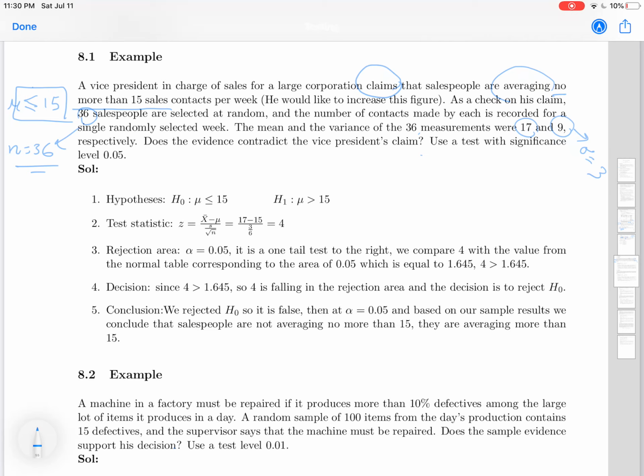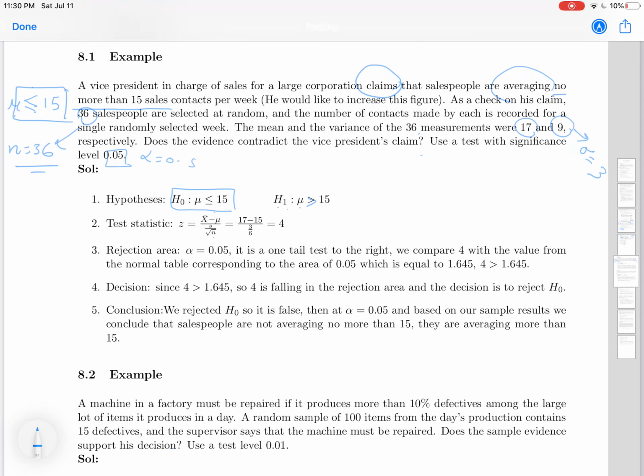And the number of contacts made by each is recorded for a single randomly selected week. We have the mean and we have the variance, and we're going to use sigma instead of the variance, so it's going to be 3. Does the evidence contradict the vice president's claim? So his claim that they are averaging no more than 15. Do you think that the evidence, what we get from the sample, is against the vice president's claim? Now alpha is equal to 0.05.